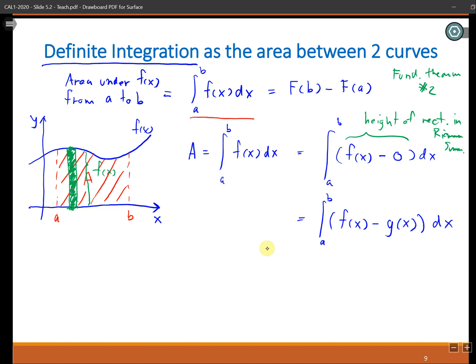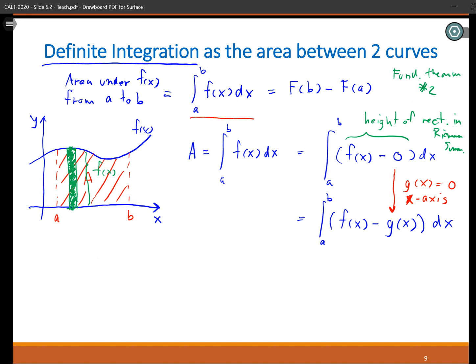To go from 0 to here, this is possible if we set g(x) equal to 0. g(x) equal to 0, this is a function, right? And what it means is that this function is always equal to 0. In other words, this is the x-axis. So we transition from 0 to g(x) by setting this g(x) equal to 0.